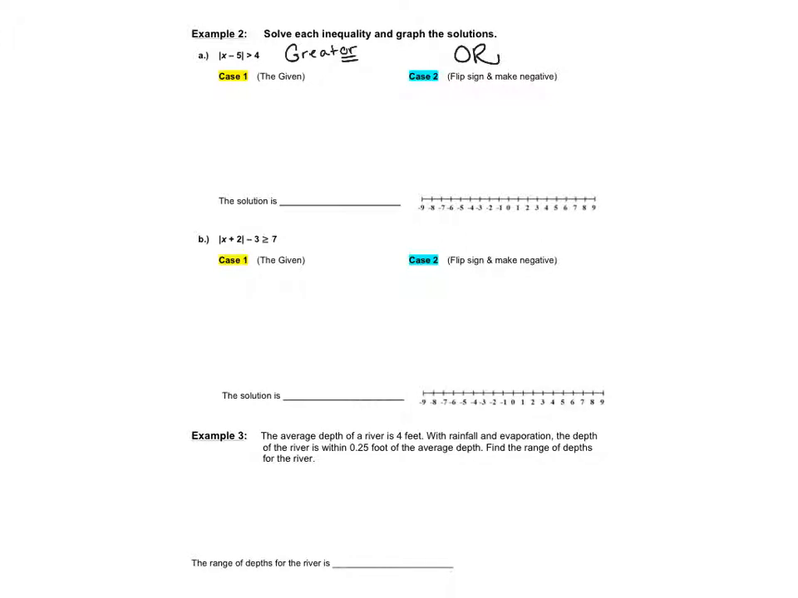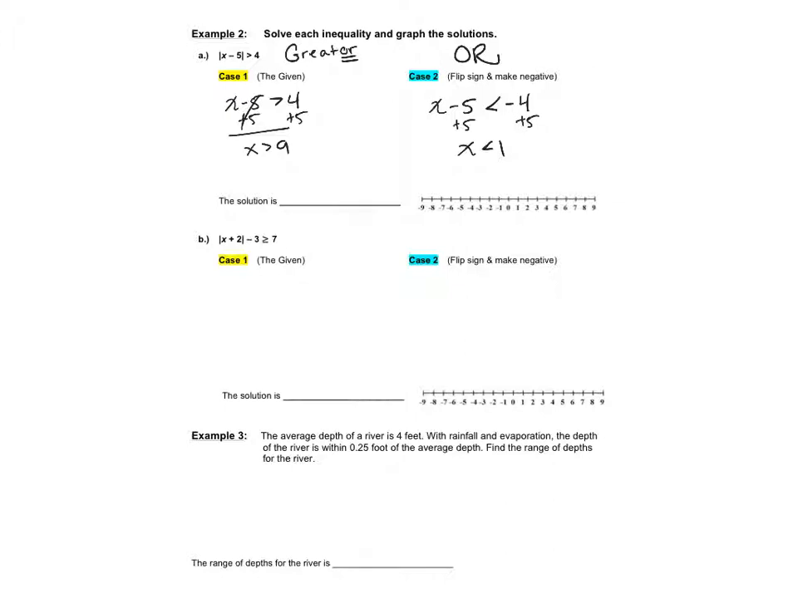Our absolute value signs are also already isolated. X minus 5 is greater than 4 is the first one, and then x minus 5, flip the inequality sign to less than, and change the 4 to negative 4. And now we can solve both of these. X is greater than 9. X is less than negative 4 plus 5, which is 1.